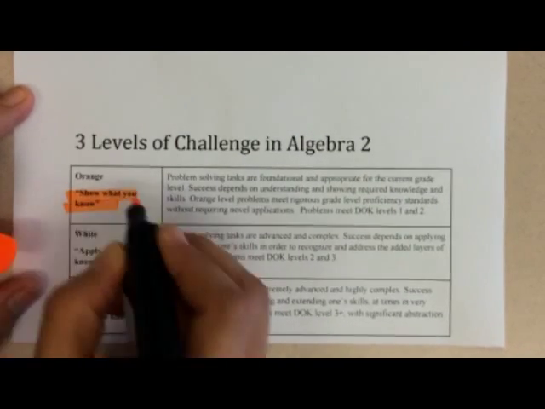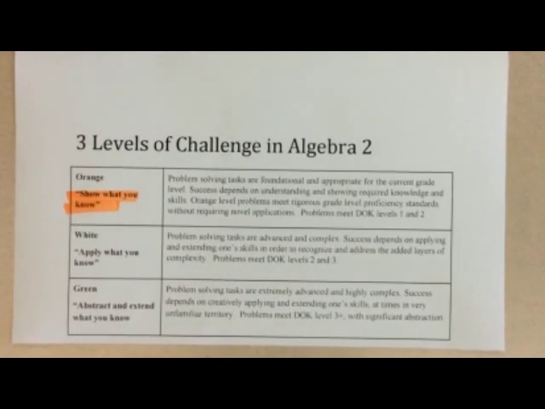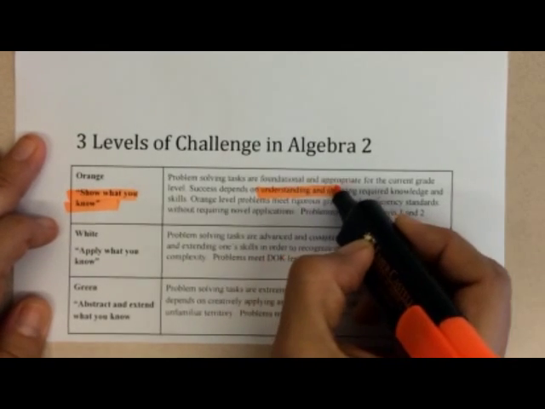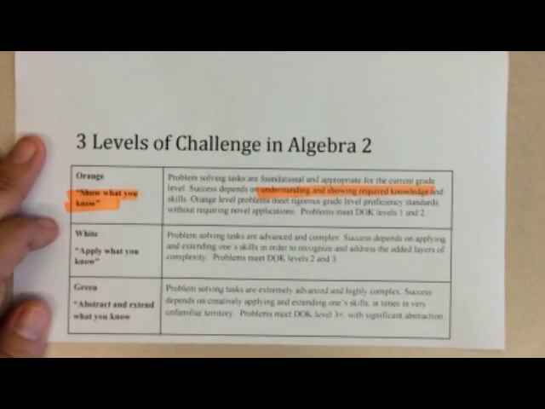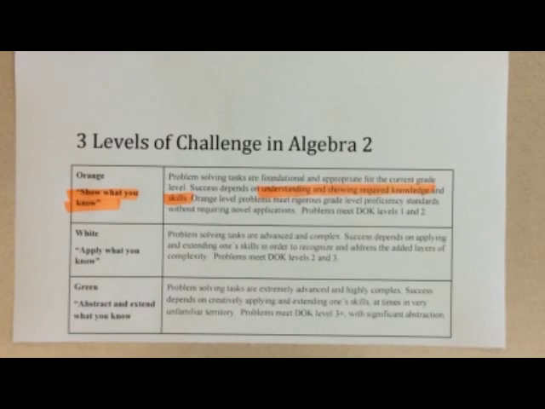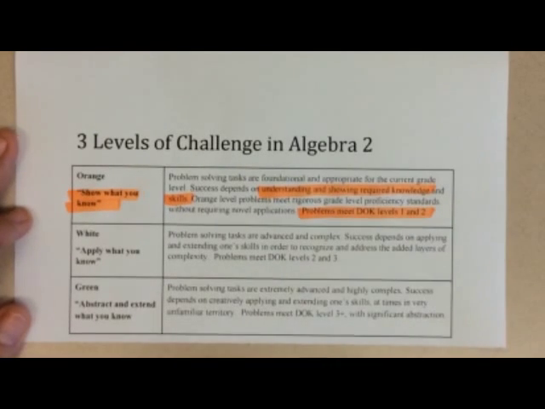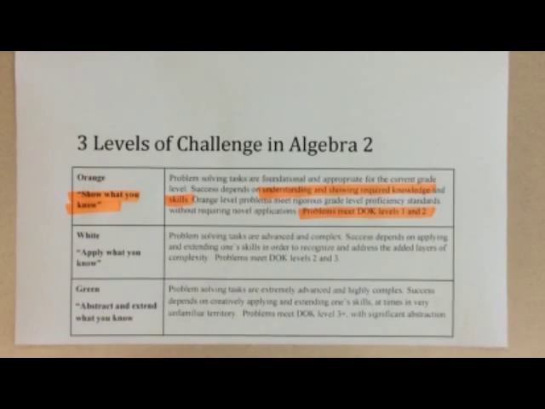First, let's examine the orange level, Show What You Know. These problem-solving tasks are foundational and appropriate for current grade level. Success on orange level depends on understanding and showing required knowledge and skills. Orange level problems do meet all the grade level proficiency standards without requiring novel applications. These problems meet levels 1 and 2 on the depth of knowledge spectrum, and we'll talk more about that later.